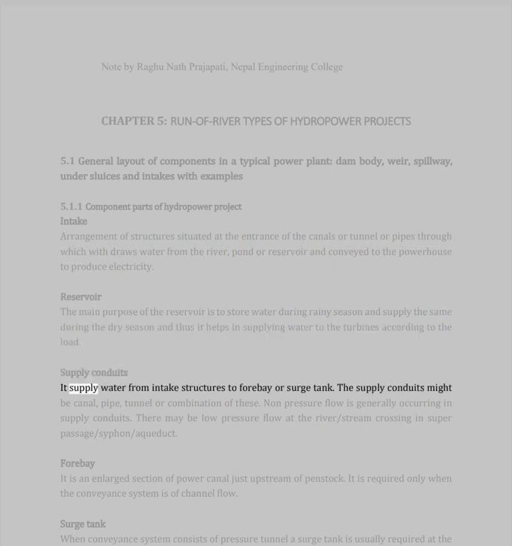Supply conduits. They supply water from intake structures to forebay or surge tank. The supply conduits might be canal, pipe, tunnel or combination of these. Non-pressure flow generally occurs in supply conduits. There may be low pressure flow at the river/stream crossing in superpassage/siphon/aqueduct.